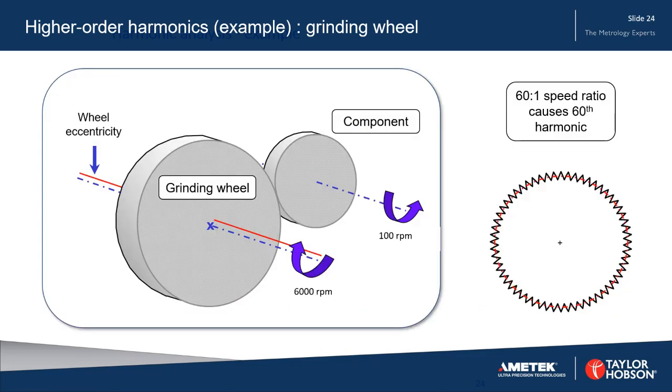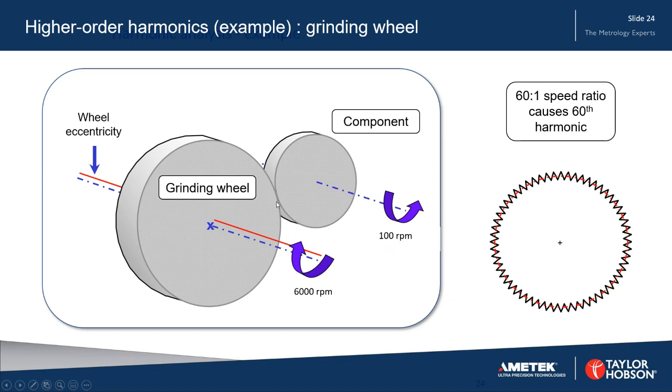So moving on to another example of high order harmonics. Here we have a grinding wheel rotating at 6,000 RPM and a component rotating at 100 RPM. But notice that the grinding wheel is actually eccentric to the axis. So the axis is here and the center of the grinding wheel is here, and we can see that it's eccentric. So every time this component rotates once, this will be hit, if you like, 60 times by the grinding wheel. And that is actually what's happening.